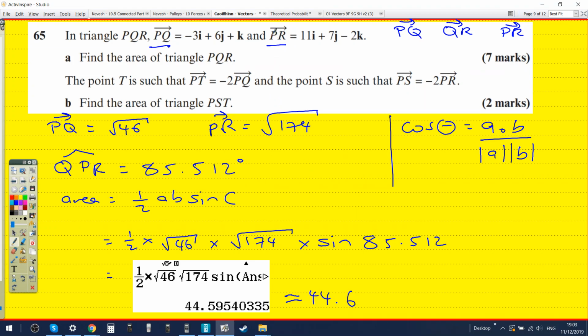And then this one is a half AB sine C. And luckily they gave it to us as PQ, PR. And so we were able to just do dot product. This is called the dot product. And it gets us the angle between. And we had to do the magnitude. So magnitude, sine angle between, times a half.